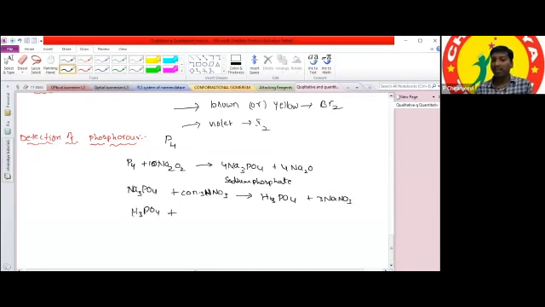H3PO4 is treated with ammonium molybdate, (NH4)2MoO4, plus 21 moles of HNO3. So phosphoric acid is treated with ammonium molybdate in presence of acid. In presence of acid, it forms ammonium phosphomolybdate. So what is the product it forms? It forms ammonium phosphomolybdate.